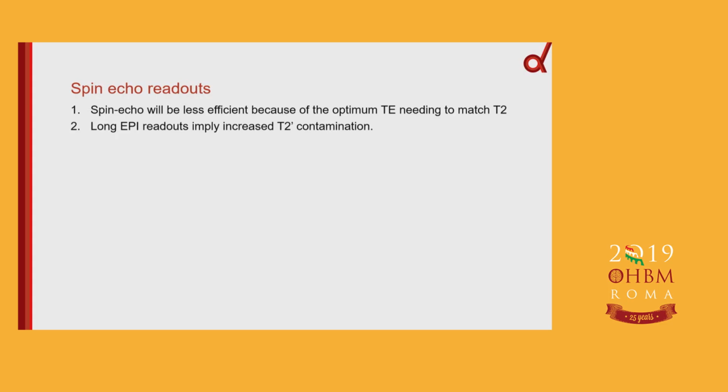If you put in a long EPI readout, and we can have a discussion in the corridor afterwards as to what long actually means, you will get some measure of T2 prime contamination in this. So this is the sort of corruption of your contrast that I was talking about at the start.